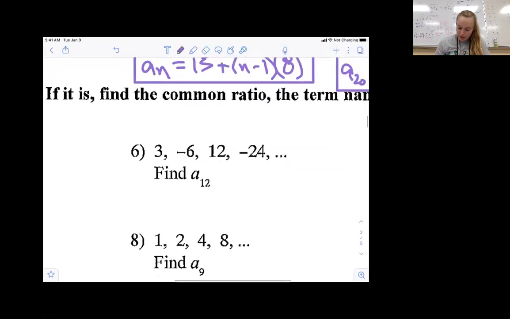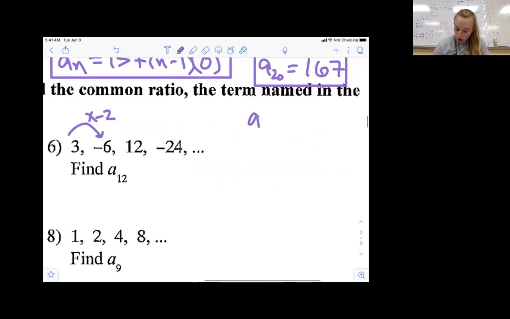To get from 3 to negative 6, we multiplied by negative 2. Same thing to get to 12 and to 24. Perfect, so that's my r. In geometric, we call it r. So I've got a sub n equals a sub 1 times r to the n minus 1. So this time I want to find a sub 12.